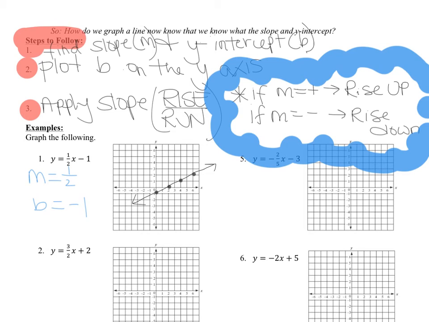Okay? So let's jump over and look at number 5. So step 1, find m and b. m equals, b equals. What's m equal? -2/5. b equals -3. I'm going to plot b first. b is always on the y-axis. 1, 2, 3. Oops. Let's try that again.